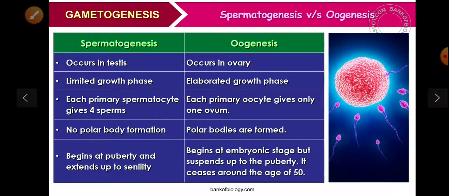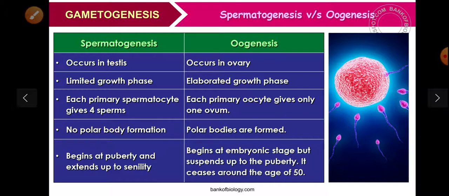This is the difference between spermatogenesis and oogenesis. Spermatogenesis occurs in the testes, whereas oogenesis occurs in the ovary. Unlimited growth phase is there in spermatogenesis, an elaborated growth phase in oogenesis. Each primary spermatocyte gives 4 sperms. Each primary oocyte gives only 1 ovum.